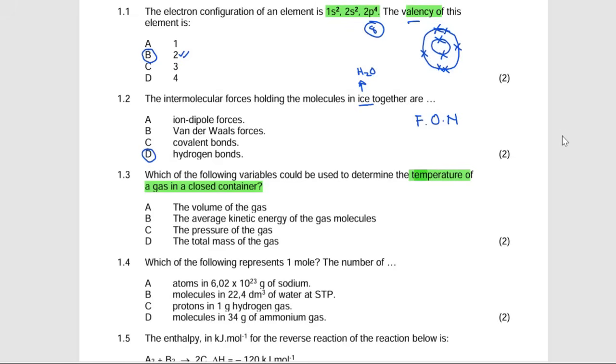So let's go through our options. The first option is the volume of a gas. This is incorrect, according to our definition of temperature. Then B is the average kinetic energy of the gas molecules, so option B is going to be the correct answer. Then C talks about pressure, and D, the mass of the gas. All these are incorrect. This one we derive from the definition of temperature.